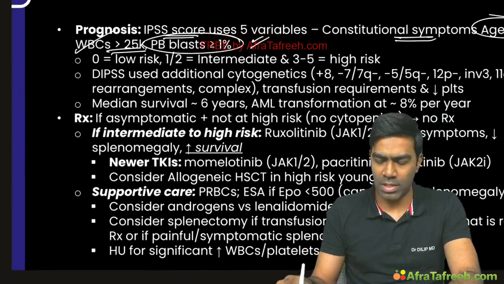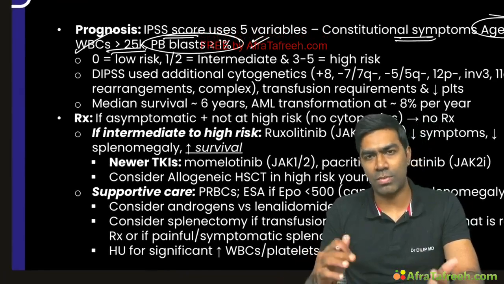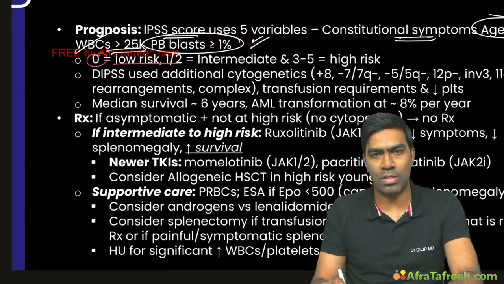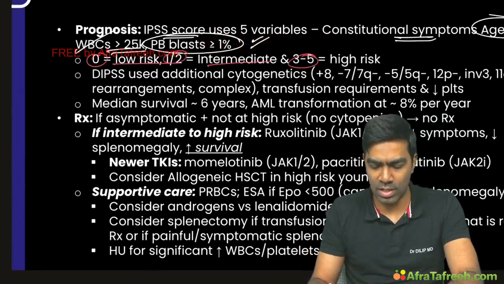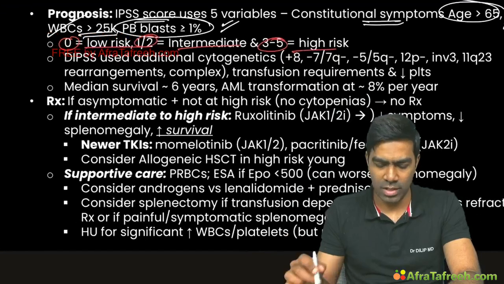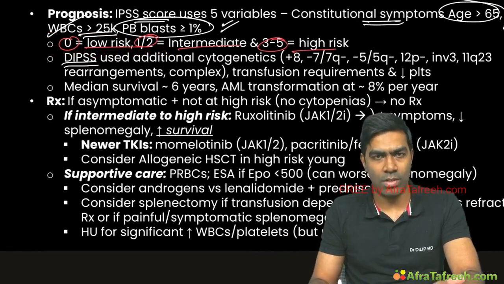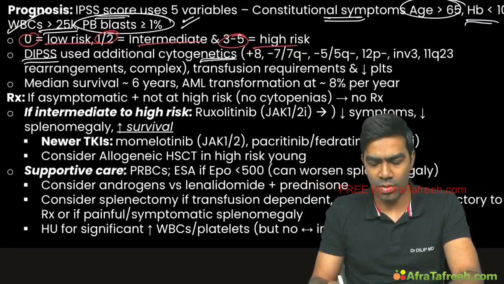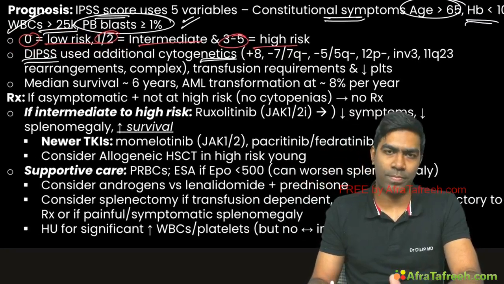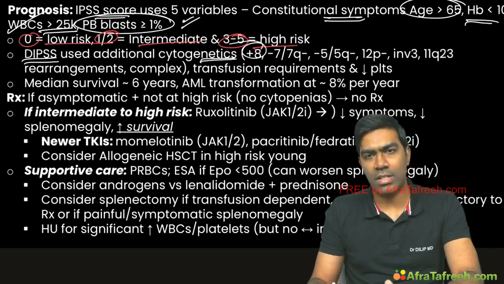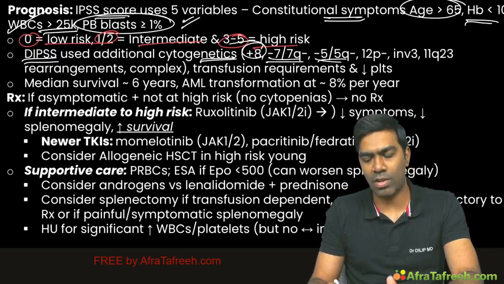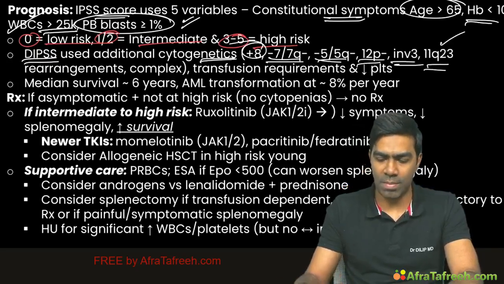So 5 variables, each gets 1 point. So the score is going to range from 0 to 5. If the score is 0, it's low risk, 1 to 2, intermediate risk, and 3 to 5, it's high risk. So currently we use the revised scoring system called as DIPSS scoring. So where additionally we are going to add cytogenetic elements also. So if the patient is having additional trisomy 8, monosomy 7 or 7q deletion, monosomy 5 or 5q deletion, 12p deletion, inversion 3 or 11q23 MLL rearrangements.